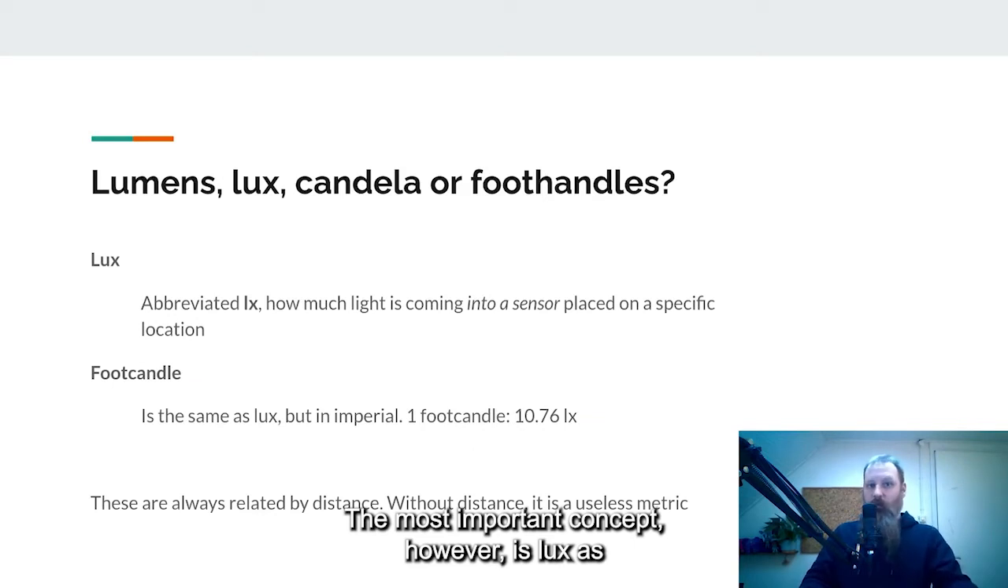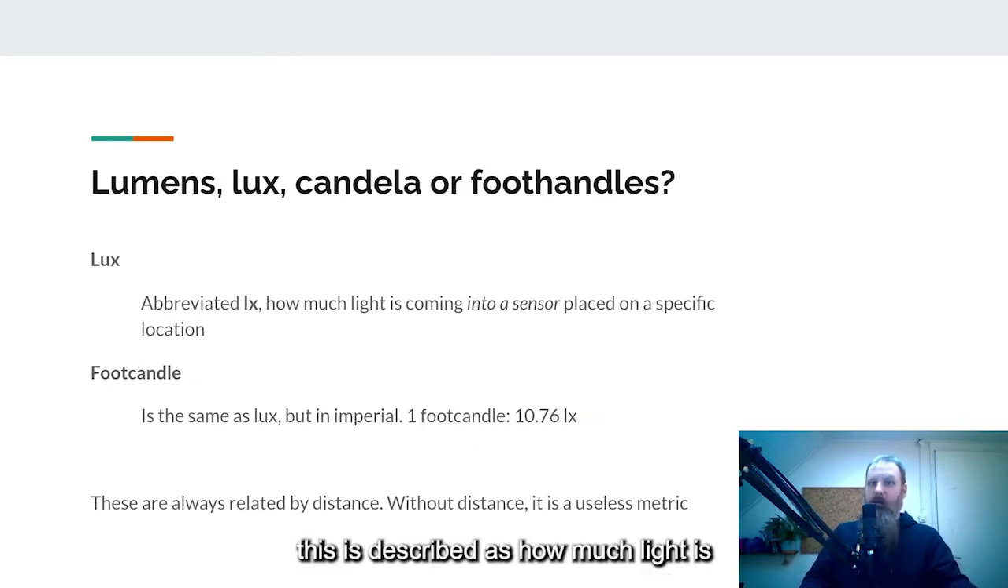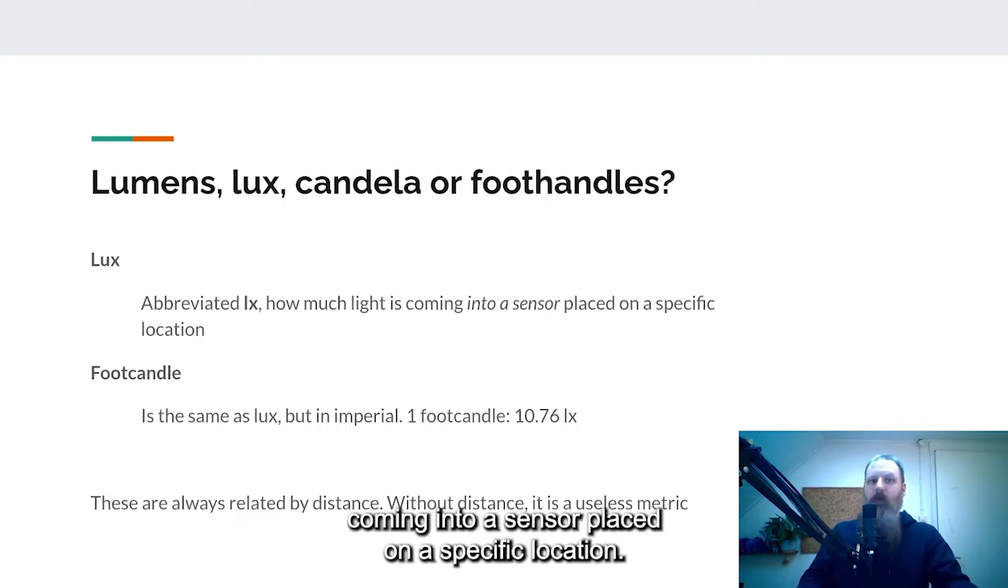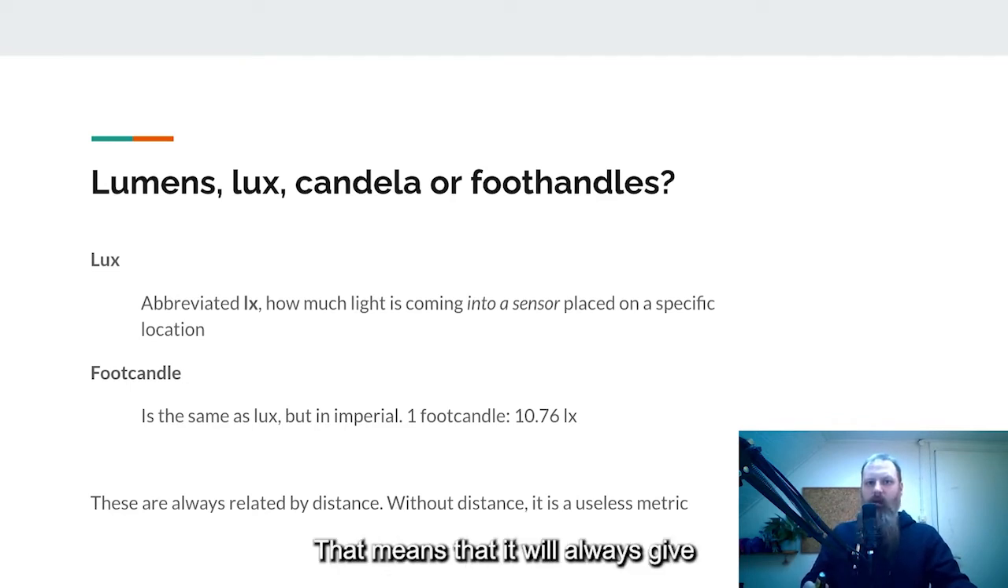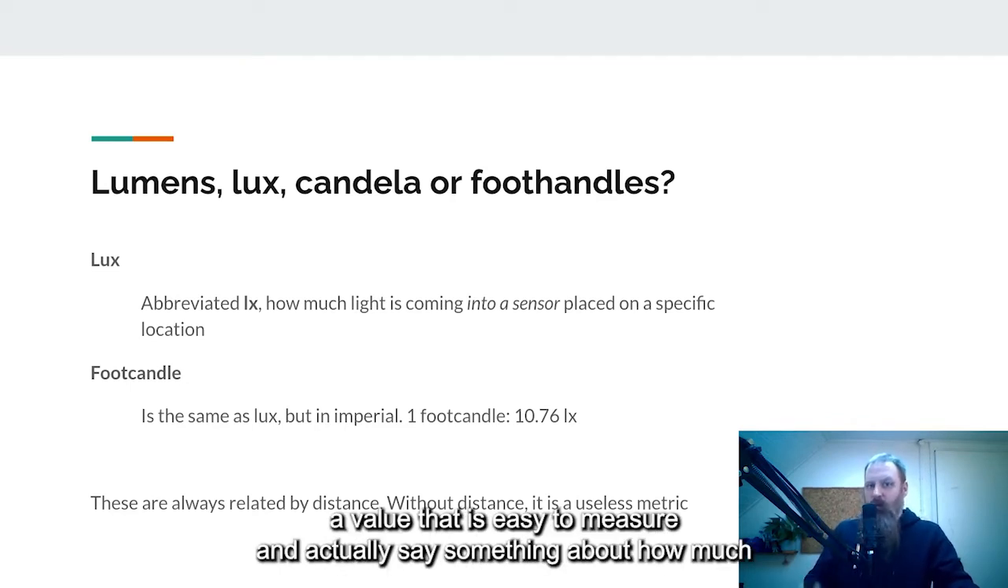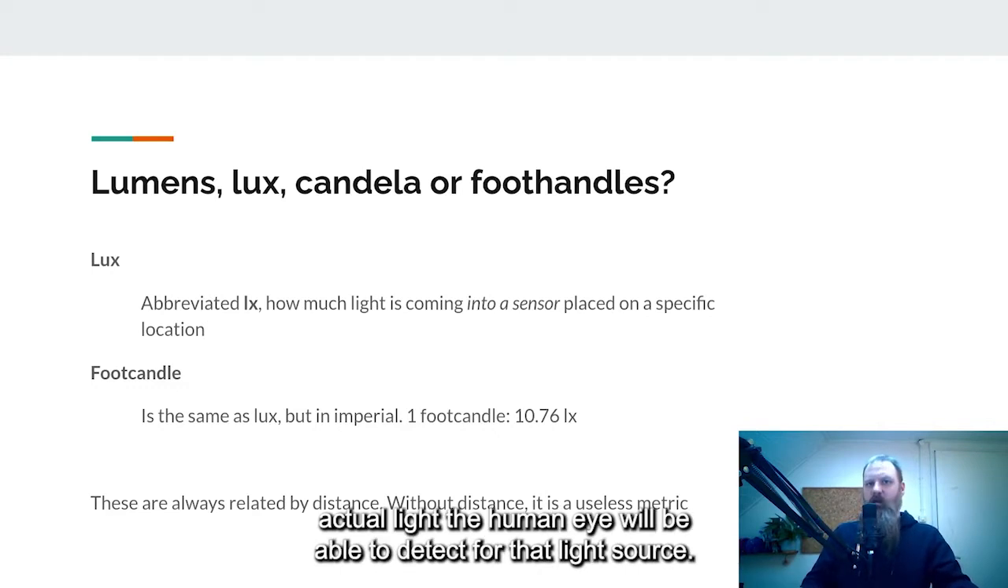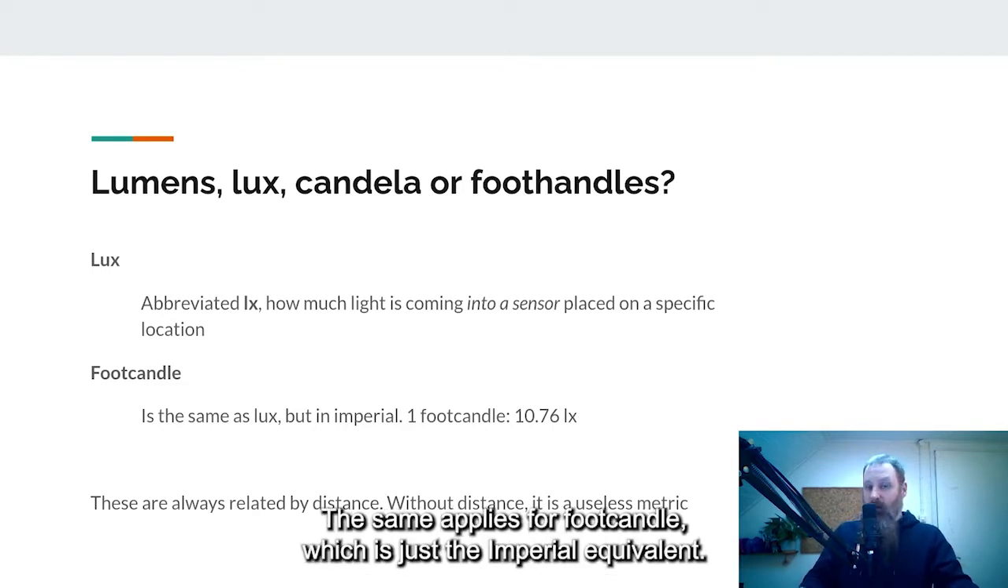The most important concept, however, is lux, as this is described as how much light is coming into a sensor placed on a specific location. That means that it will always give a value that is easy to measure and actually say something about how much actual light the human eye will be able to detect for that light source. The same applies for foot candle, which is just the imperial equivalent.